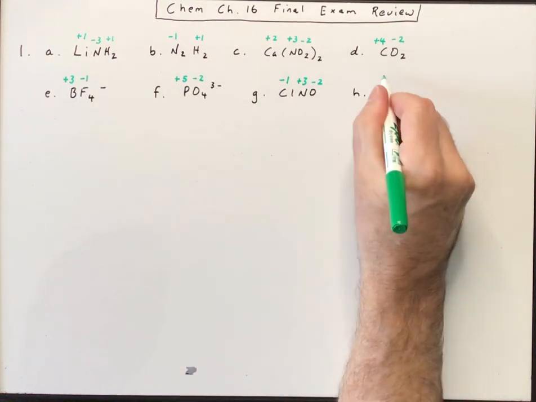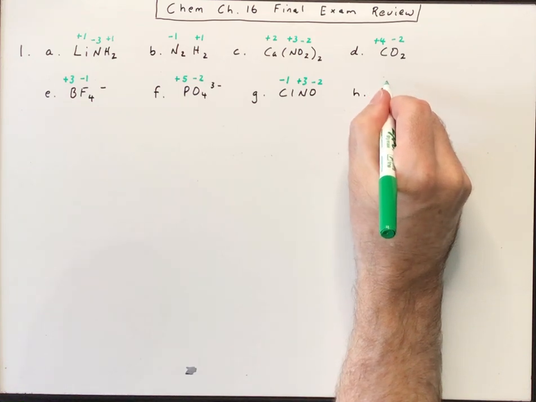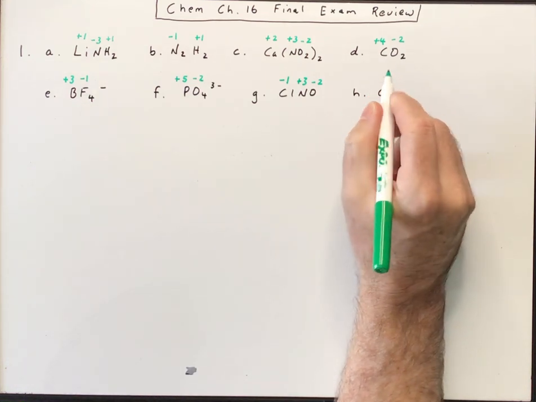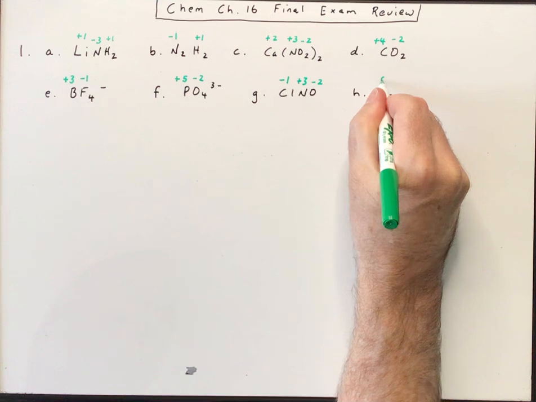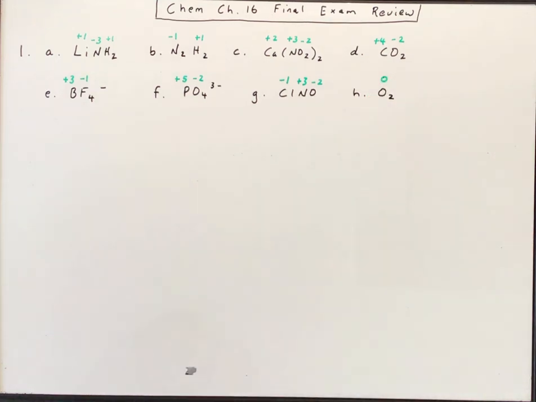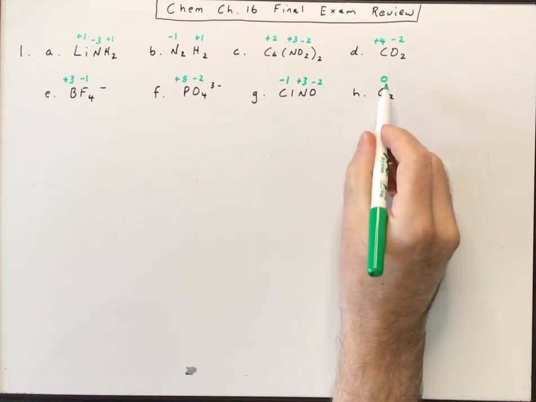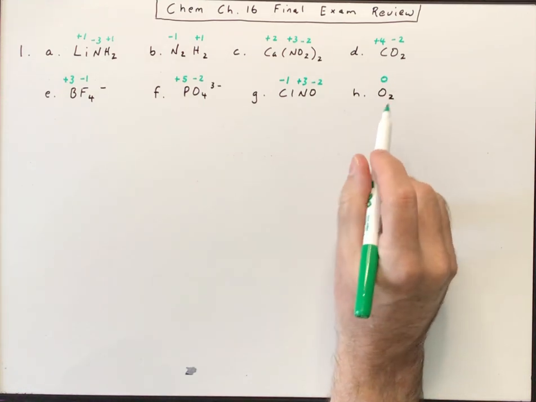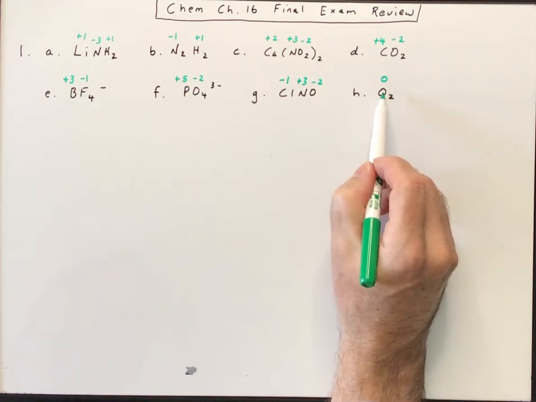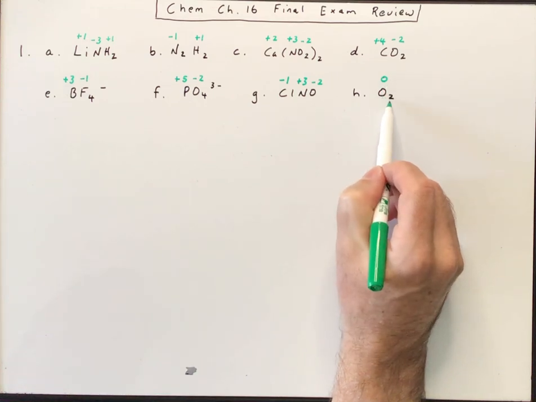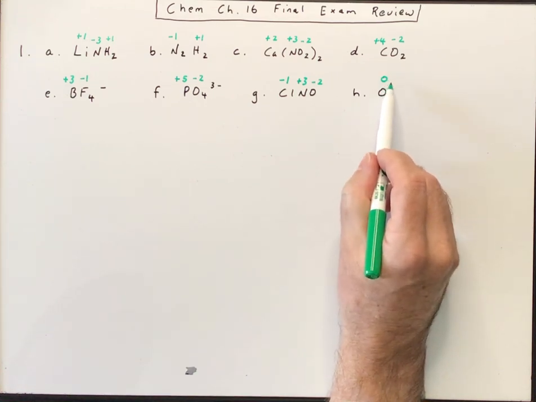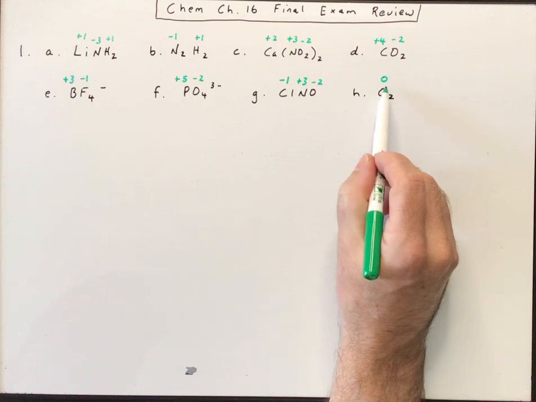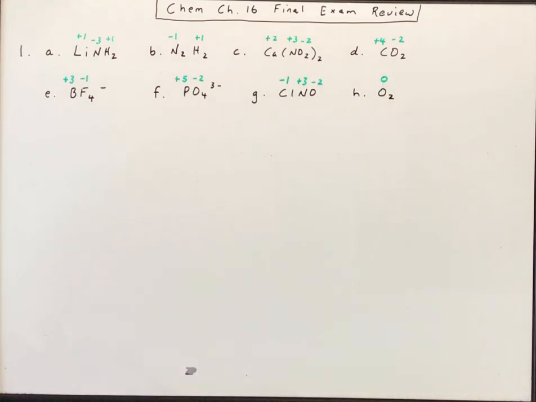All right, and then O2 all by itself. It's easy to make this mistake to put -2, but it's an element all by itself, not part of a compound. So it's the charge divided by the number of atoms. The charge is 0. So be careful. The most commonly missed on the test would be something like an O2 or an H2, giving it a -2 or +1 when it's 0.